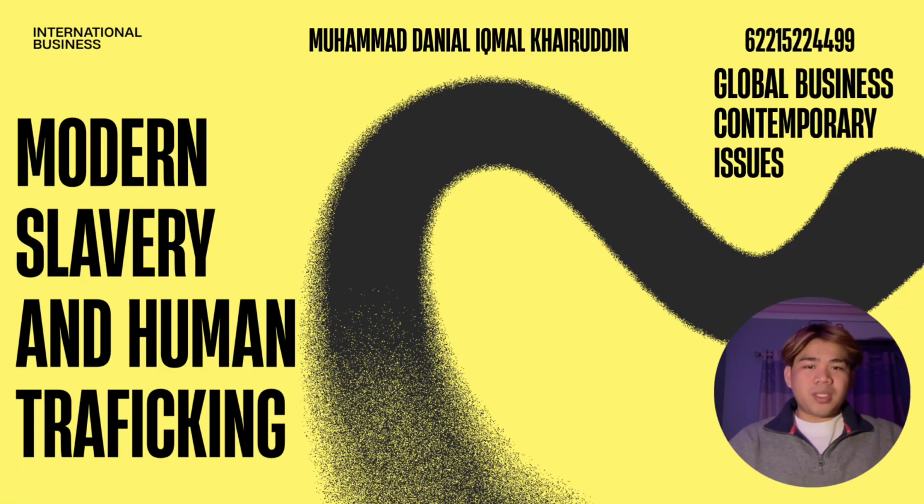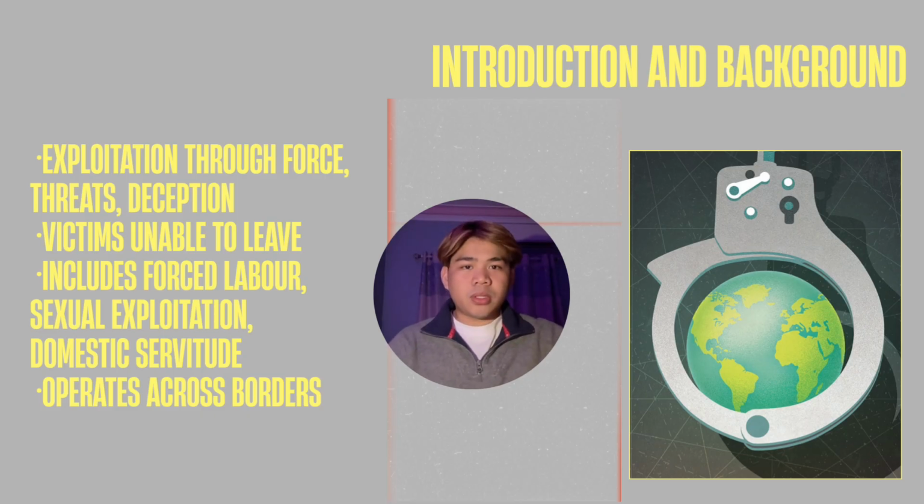So today I would like to present the topic I chose, which is modern slavery and human trafficking. For the first slide, I will talk about introduction and background. Modern slavery and human trafficking are among the most serious and widespread global crimes in the contemporary world. According to the UK National Crime Agency, modern slavery refers to situations where individuals are exploited and controlled through force, threat, deception, or abuse of vulnerability and unable to leave. Human trafficking refers to recruitment and movement of people for the purpose of exploitation.